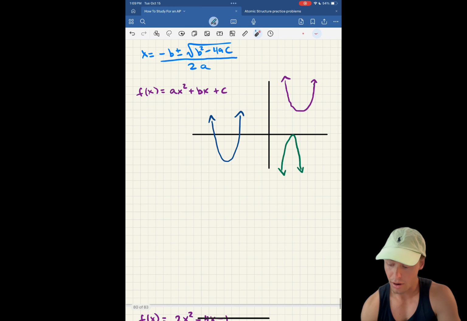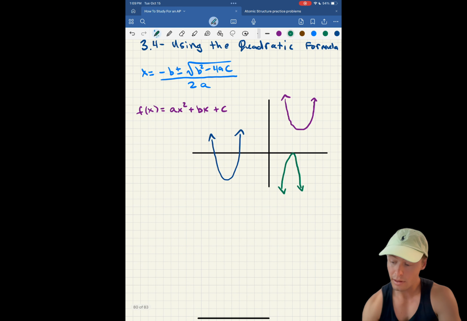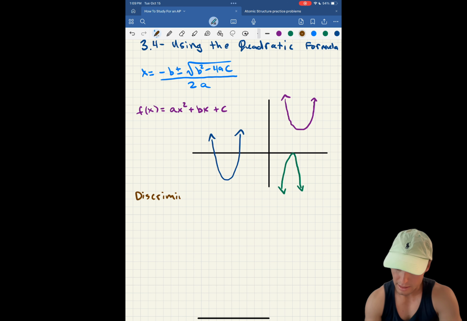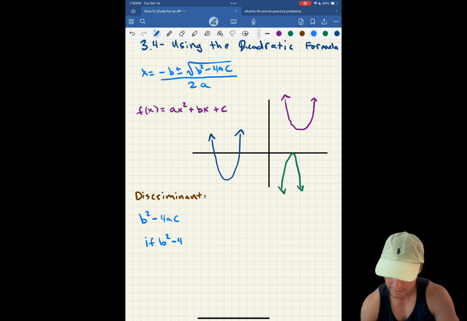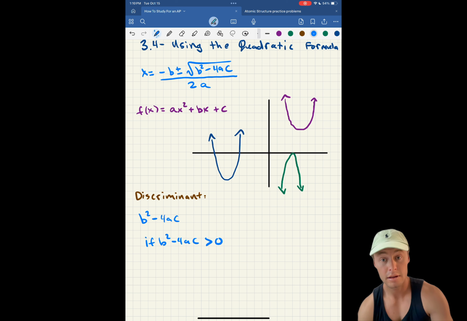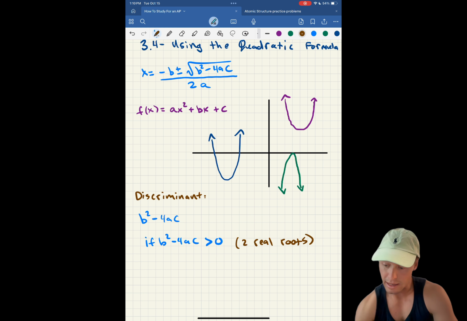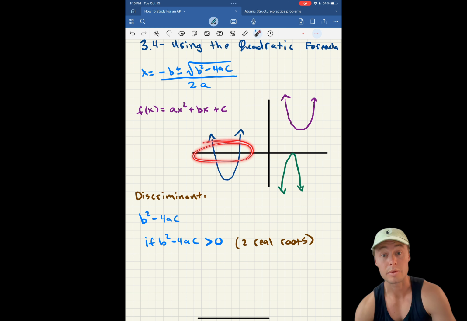And there's an important part of the quadratic formula called the discriminant. The discriminant is the b squared minus 4ac part of the formula. Now, if b squared minus 4ac is greater than 0, that means that you have two real roots, which means that your parabola looks something like this, where it crosses the x-axis twice.